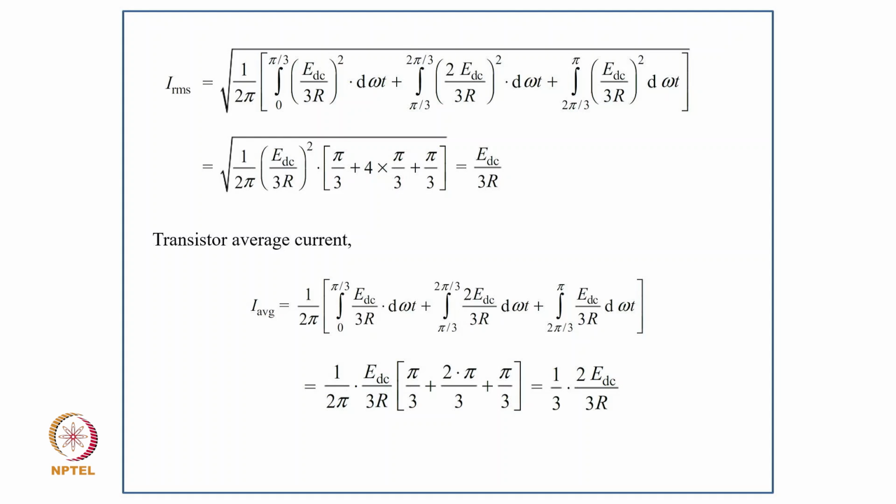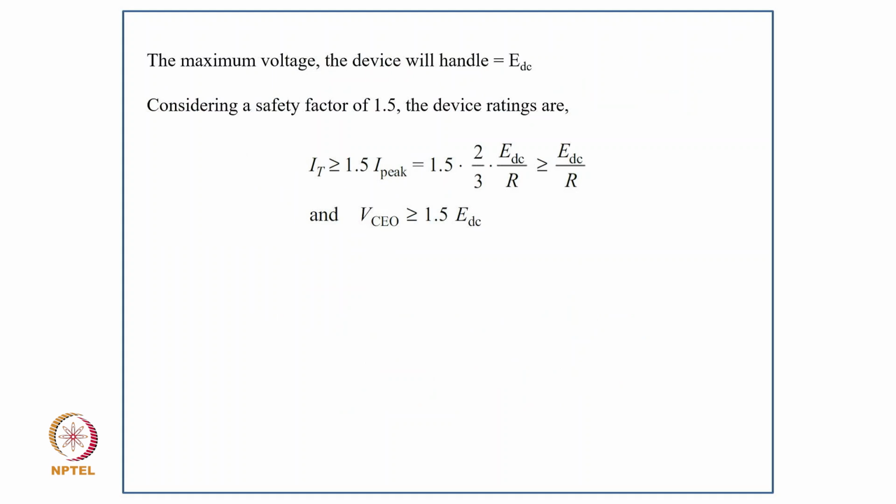upon 2 pi, integral 0 to pi of EDC by 3R d omega t, plus pi by 3 to 2 pi by 3 of 2 EDC by 3R d omega t, plus 2 pi by 3 to pi of EDC upon 3R d omega t, and putting the value it comes 1 by 3 into 2 EDC upon 3R. So maximum voltage the device can handle is EDC. Considering safety factor 1.5, the device ratings are IT greater than 1.5 IP, that is the value of EDC upon R, and VCO equal to 1.5 EDC.